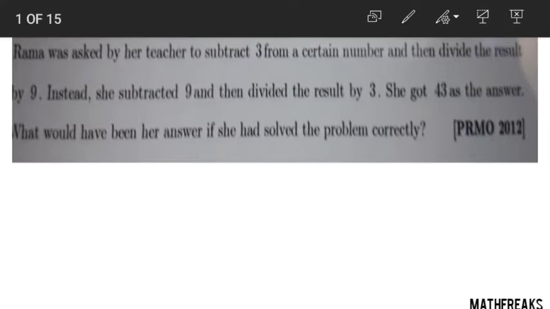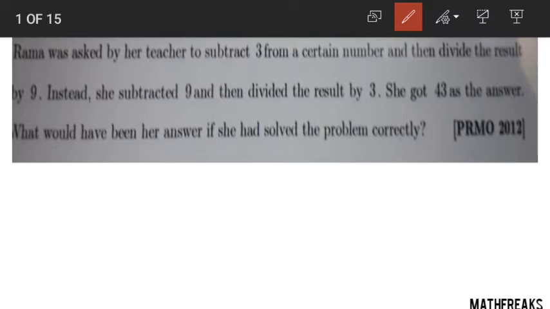Today we are going to discuss the PYQs from Algebra that came in PRMO, and today we are going to discuss the year 2012. So we are going to discuss about 6 to 7 questions in this session, and more such sessions are coming. So let's begin.